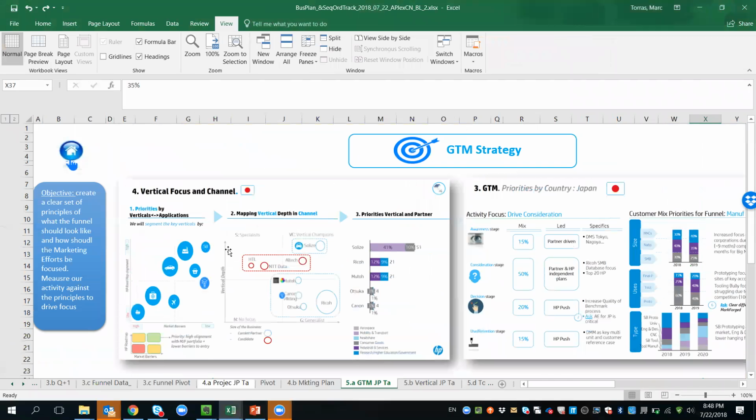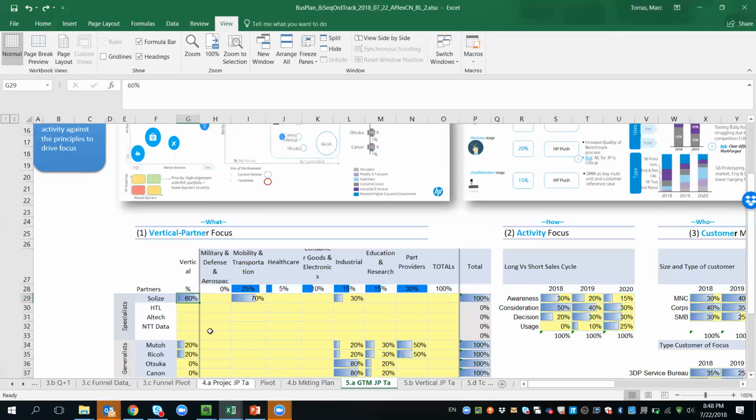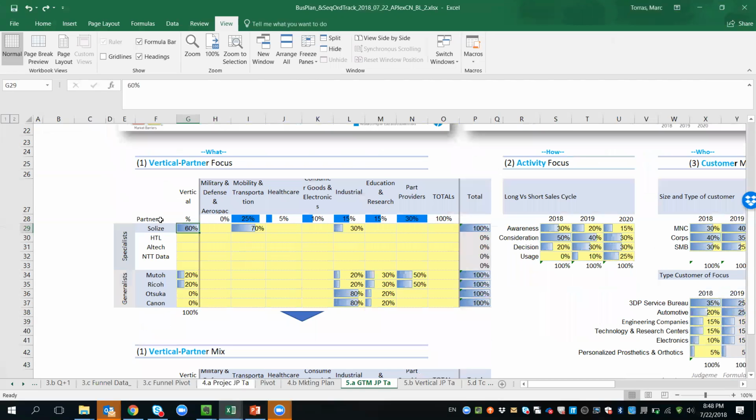And this type of variables, we can see them here in the go-to-market area section, where here what you see is the vertical focus. And here what we're mentioning is, you have your partners. You have a ranking of priority. You think that 60% of your effort or your sales should come from Solais, 20% from Mutuo, 20% from Rico. Then you have the size of your markets. So what we're saying here is 60% of your effort should be dedicated, okay?